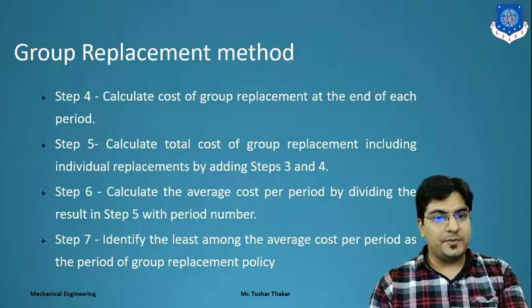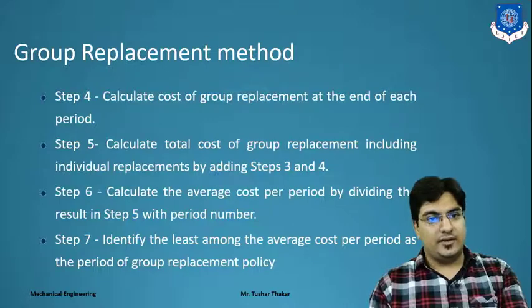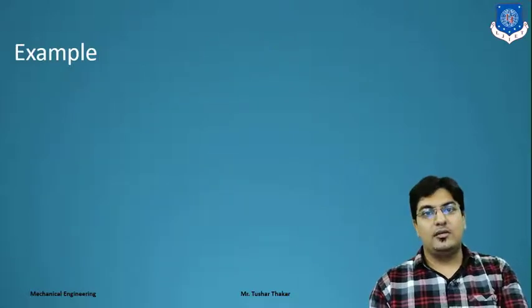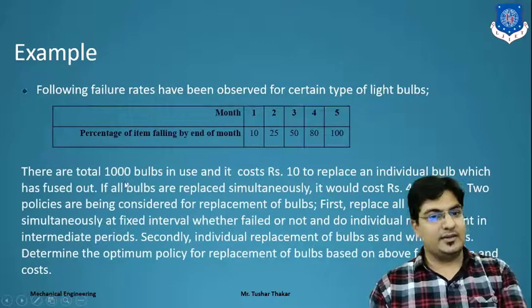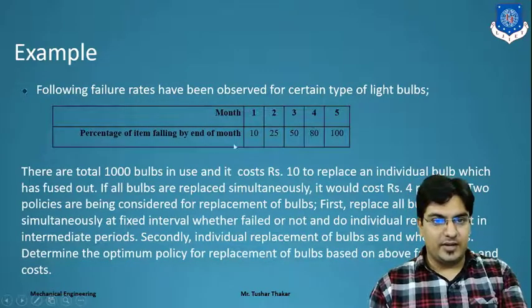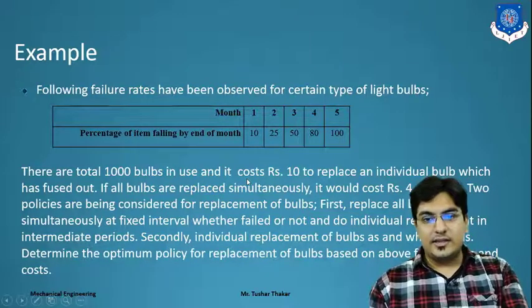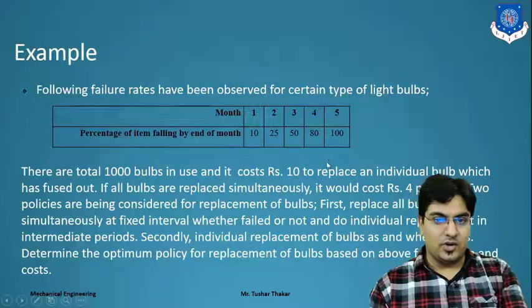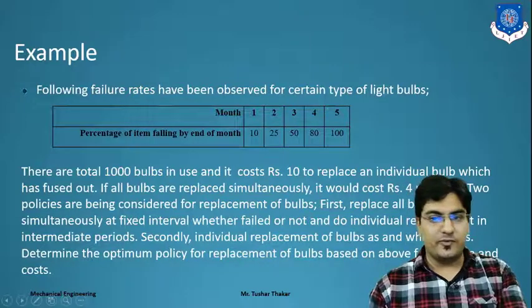So after completion of step 7, we have to decide which policy we have to adopt. We have to take one example over here. Here one company has 1000 bulbs, and here the probability of failure of the bulbs is given per month. So here 10% means out of 1000 bulbs, 10% of bulbs will fail after 1 month. Next, they have provided an individual bulb cost, that is ₹10, and group bulb cost, that is ₹4 per bulb. So two policies they have used.